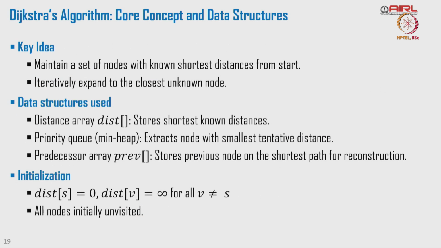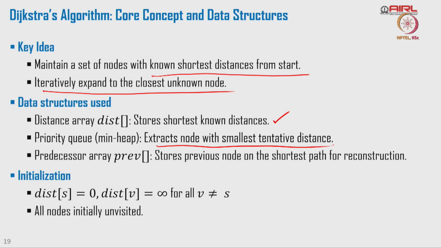So, the key idea is that we need the shortest distance from start, and then it iteratively expands the closest unknown node. It will be clear in the example. There will be a distance array which stores the shortest known distances, then there will be a priority queue which extracts the node with the smallest tentative distance, and there will be previous nodes, that means the nodes which store the previous node on the shortest path for reconstruction.